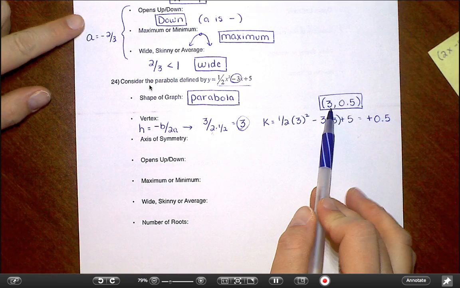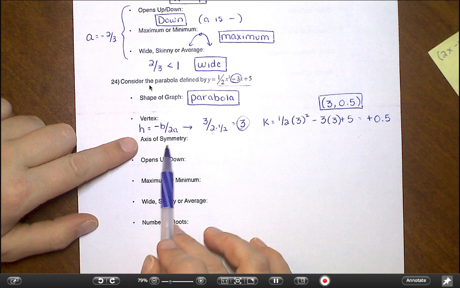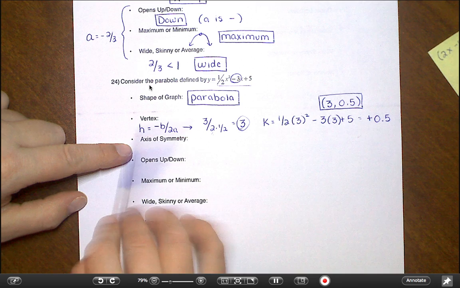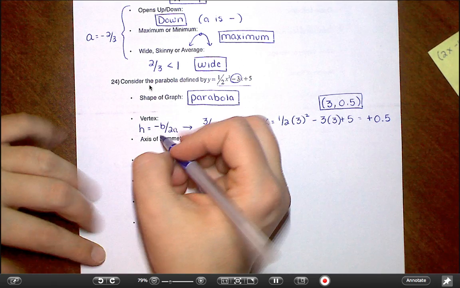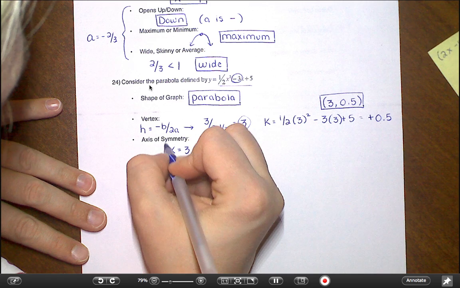Now, once I have my vertex, axis of symmetry still works the same way. Axis of symmetry is just asking for x equals the first number from the vertex. So even though I had to find the vertex differently, this question should still work the same. So this would just be x equals 3.